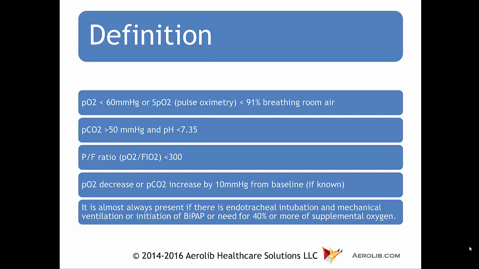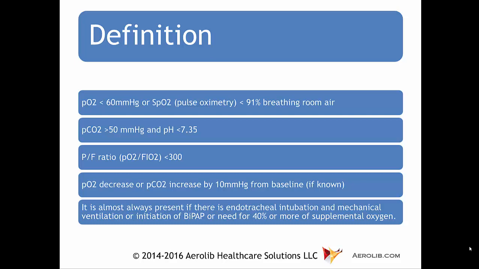PCO2 more than 50 mm mercury and pH less than 7.35 would indicate acute respiratory failure as well, and this definition can be used more commonly for our patients who have chronic obstructive pulmonary disease and are on chronic oxygen.